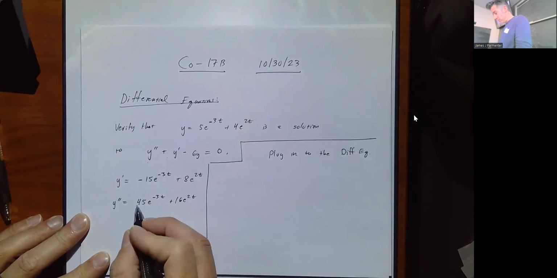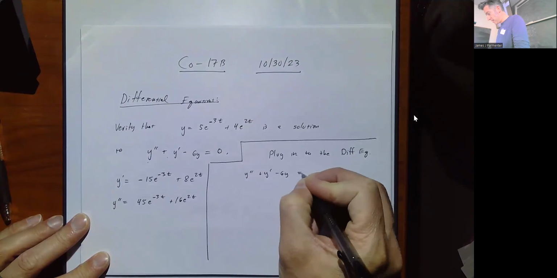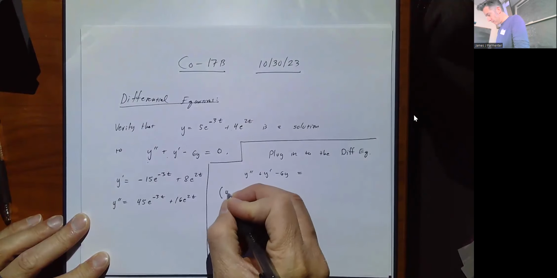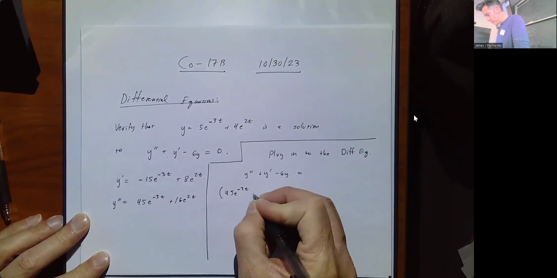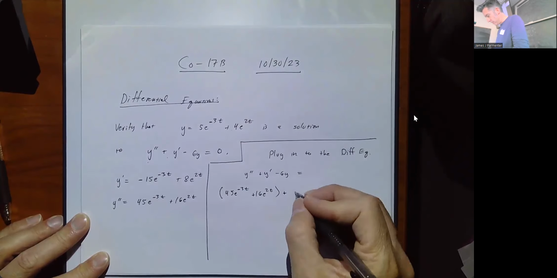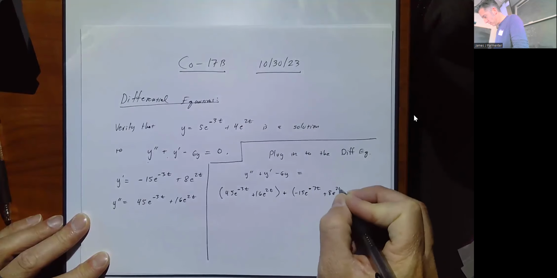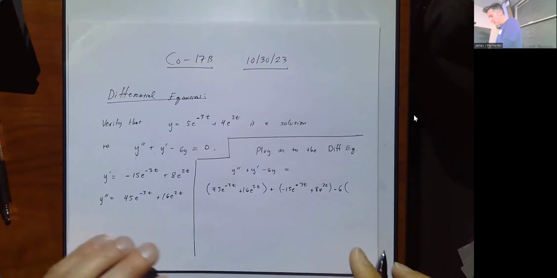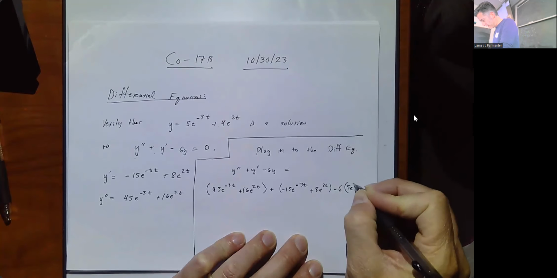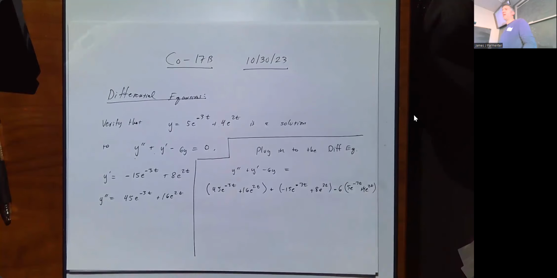Instead of y double prime plus y prime minus 6y, now I'm going to get y double prime, which is 45e to the negative 3t plus 16e to the 2t, plus y prime, which is negative 15e to the negative 3t plus 8e to the 2t, minus 6 times y, which is 5e to the negative 3t plus 4e to the 2t. Now, if you're trying to do this on a test and get away with not showing a lot of work, as long as you've done everything right so far, you can probably just say it's equal to 0 and be done with it.